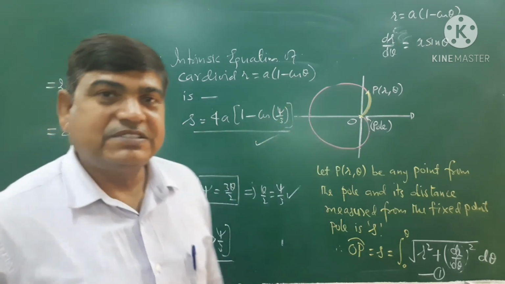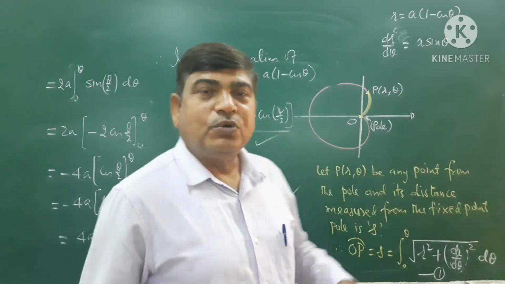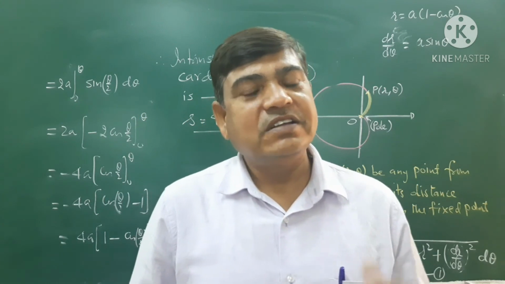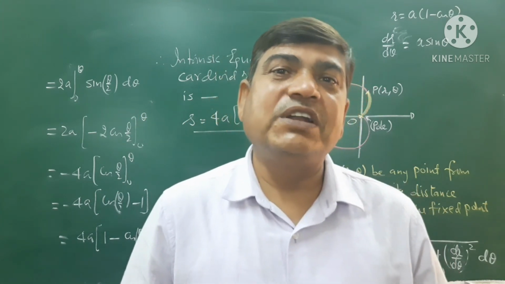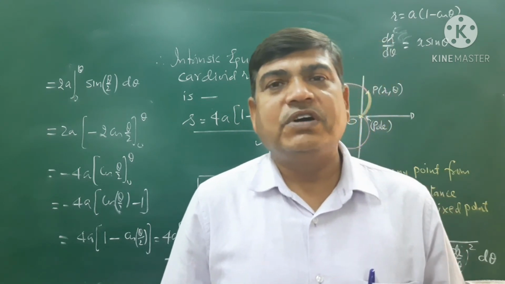So this is the way to find the intrinsic equation of the curve when the Cartesian equation is given, the parametric equation is given, and the polar equation is given. So I hope you have understood.